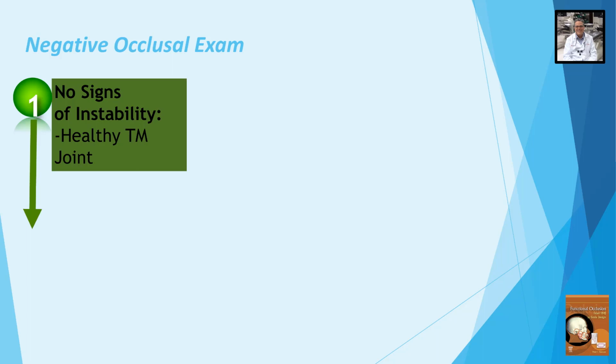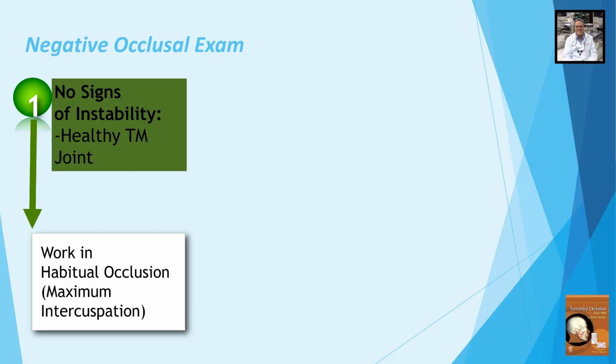If it's a negative occlusal exam, and there's no signs of instability, and the joint's healthy, and we find nothing clinically, then we treat by just working in whatever their MIP is.